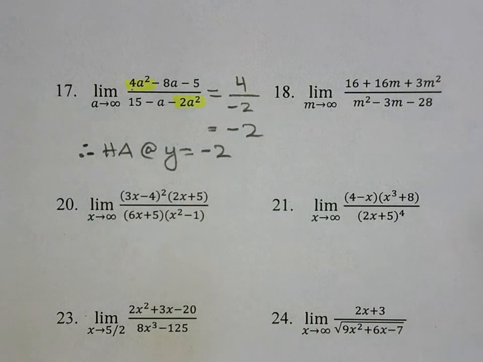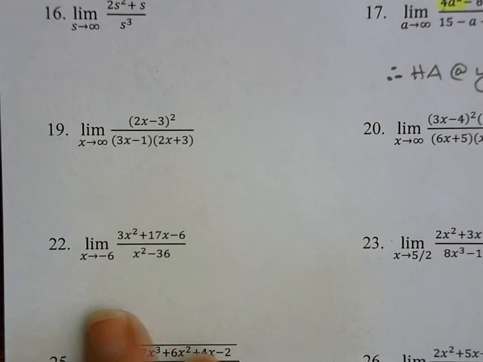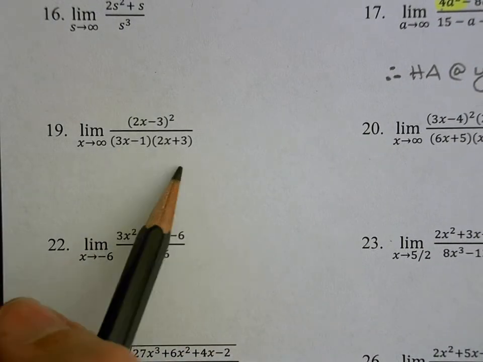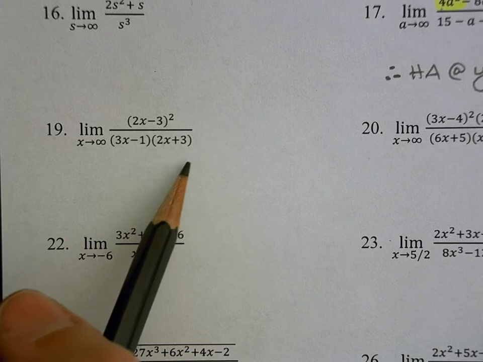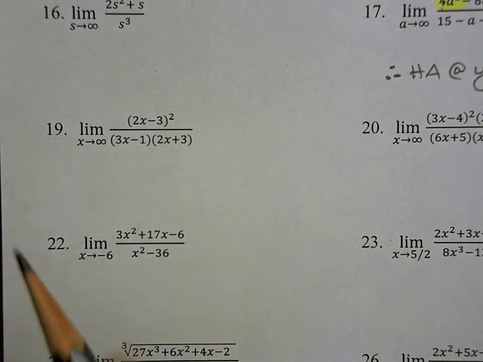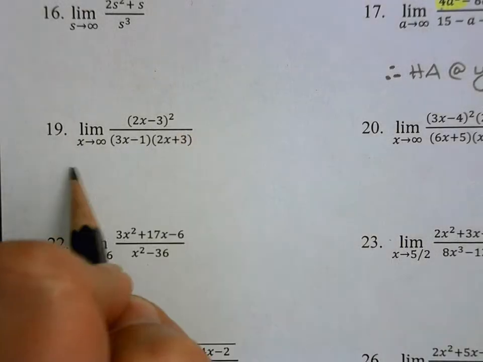Okay, and then let's take a look at number 19. So for 19, I want to distribute this out, right? Because I don't want it to be in factored form, I want it to be distributed. So I'm going to go ahead and multiply that out.